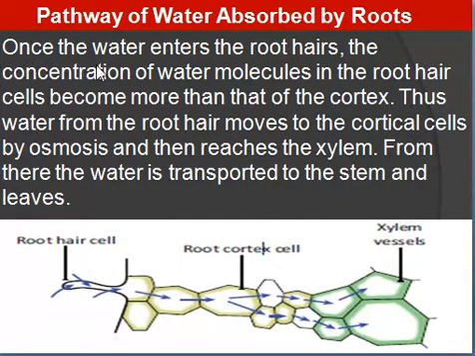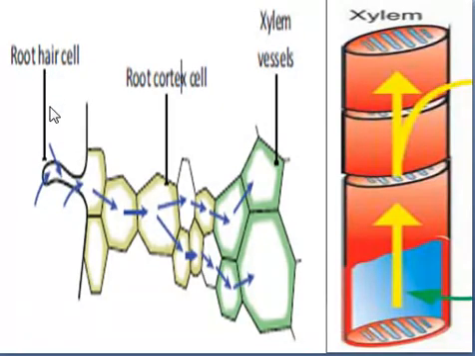Once the water enters the root hairs, the concentration of water molecules in the root hair cell becomes more than that of the cortex. Thus, water from the root hair moves to the cortical cells by osmosis and then reaches the xylem. From there, the water is transported to the stem and leaves. The water absorbed by the root hair cells is transported through the cortex and xylem vessels. From the xylem vessels, the water is transported to the stem and leaves through the xylem.